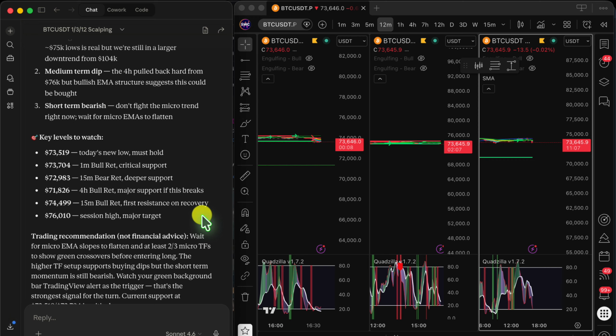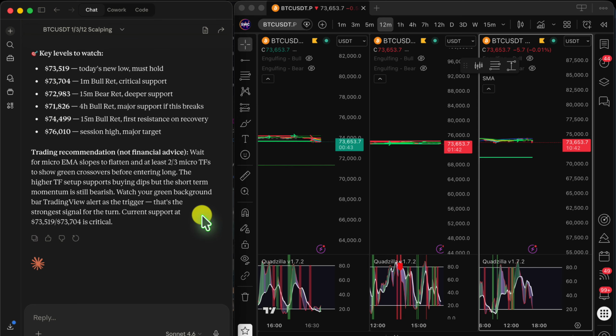73,704, critical support. 72,983, deeper support. 71,826, major support if this breaks. 74,499, first resistance on recovery, and 76, session high, major target. Okay, interesting.